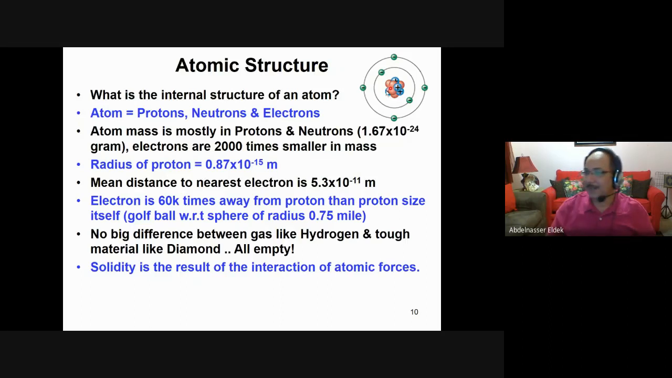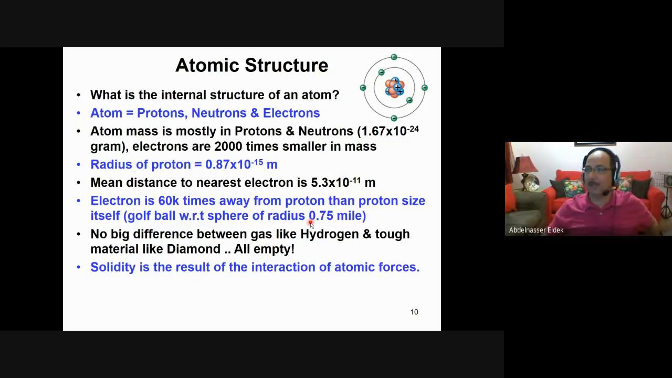So here, let us see this explained. The electron is 60,000 times away from the proton than the proton size. Of course, when you use the right numbers here, 5.3 and 0.87, it is 60,000 times. Imagine a golf ball with respect to a sphere that is around 0.75 miles. Imagine a small ball like this in a sphere of 3/4 mile. This is the atom.